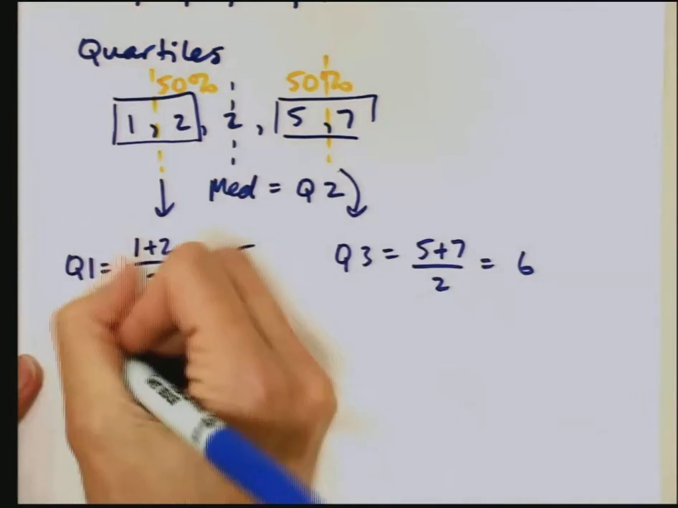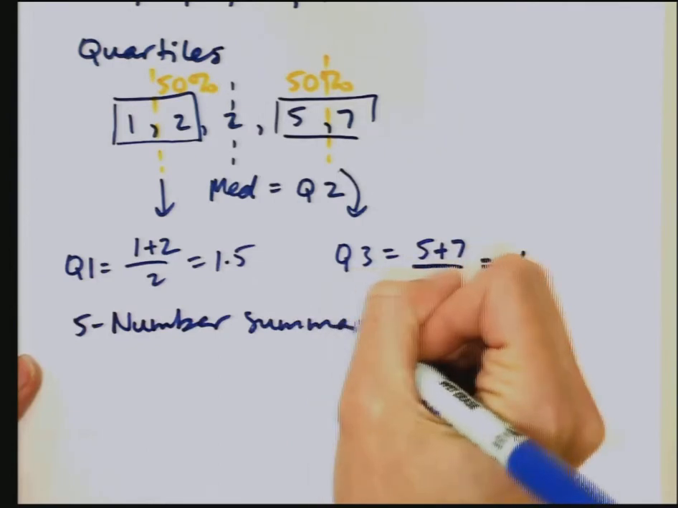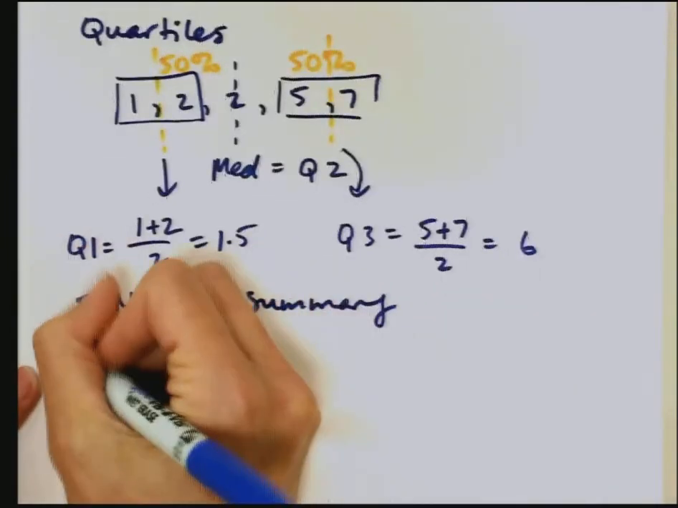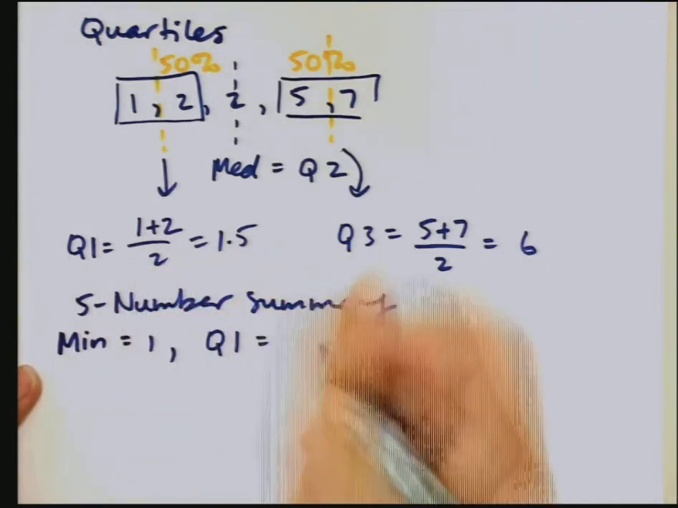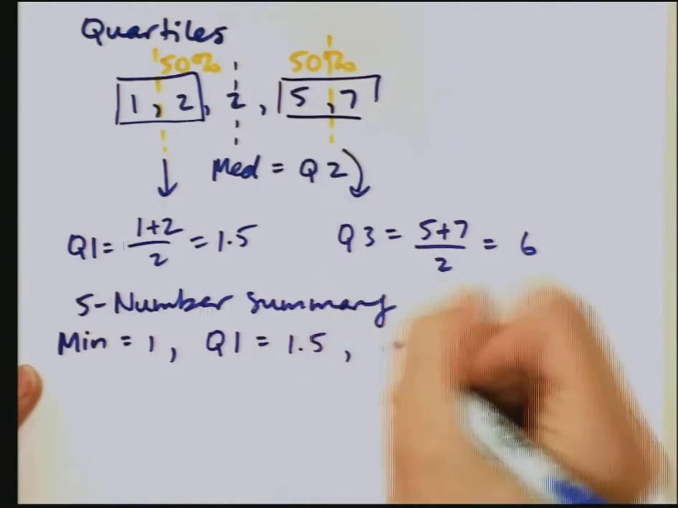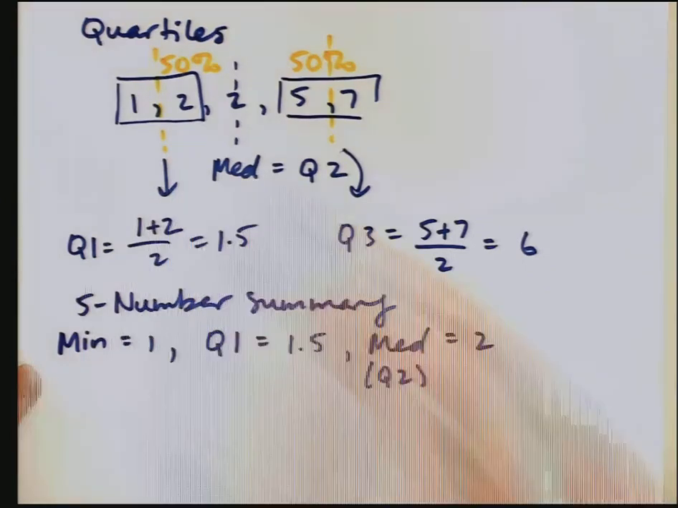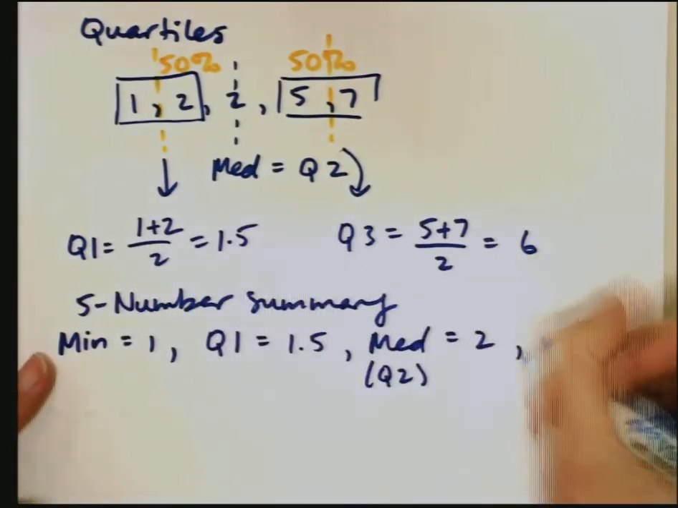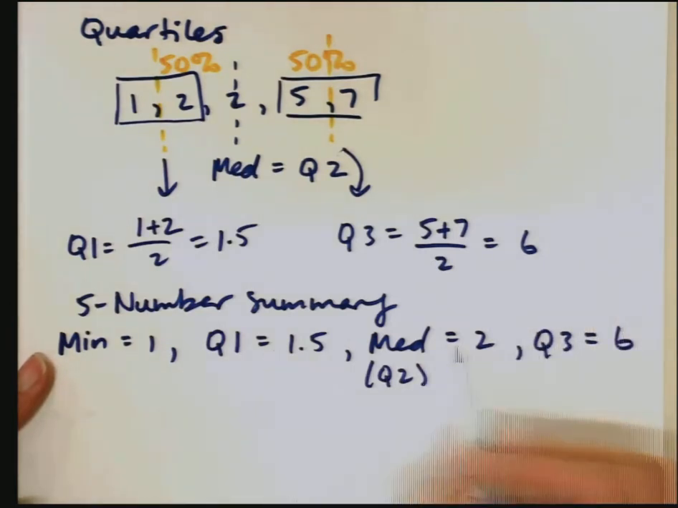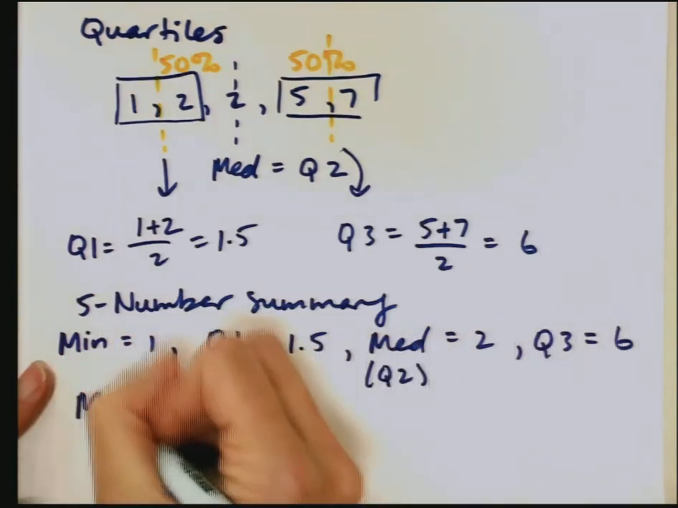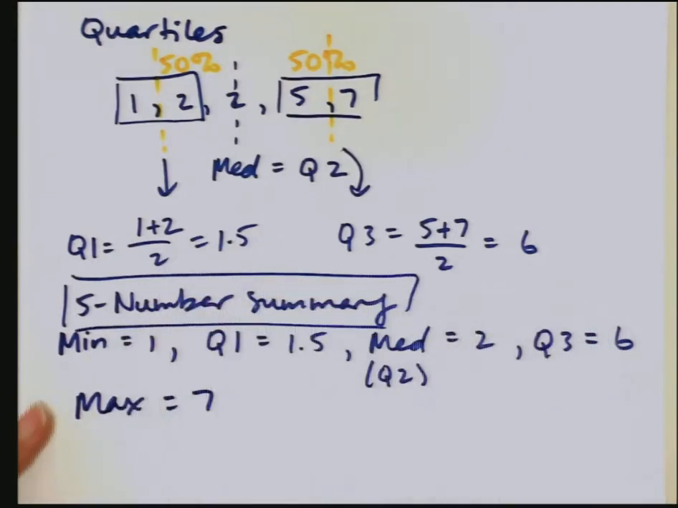So if we were to do our 5-number summary, it looks like this. The 5-number summary, I start with the minimum. So the minimum is 1. Quartile 1 is 1.5. The median, also known as quartile 2, is 2. That's the number right in the middle of all the data. Quartile 3 is 6. I've got 1, 2, 3, 4 values so far. We finish off with the maximum, and the maximum is 7. So this is the 5-number summary.